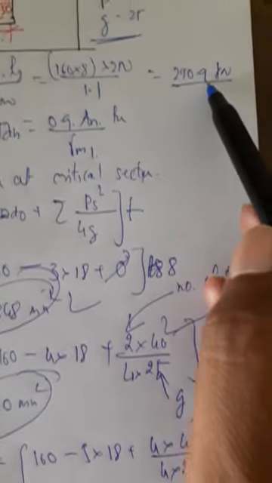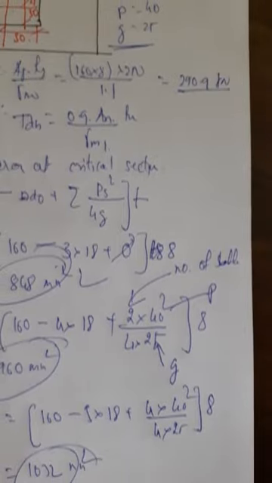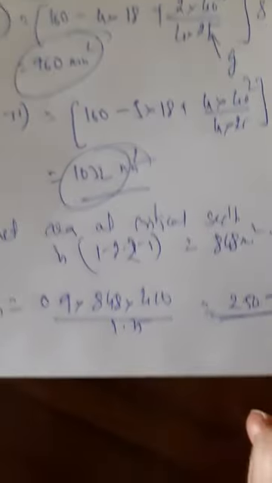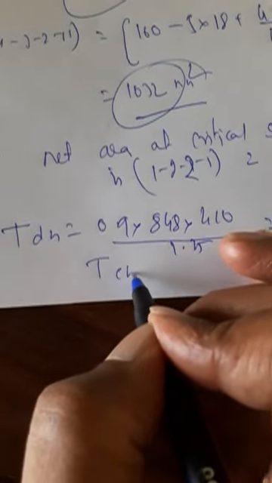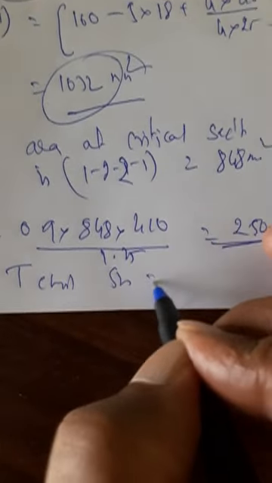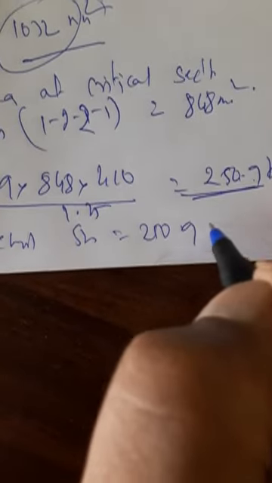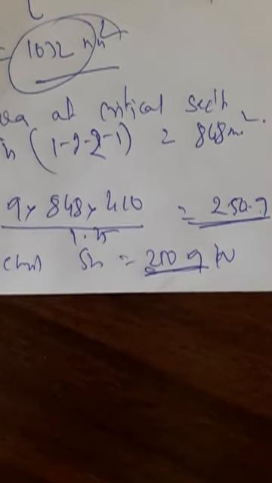So compare this value and this value. Whichever is the least, that is the tensile strength of the joint. So here the tensile strength of the joint is 250.9 kilonewtons. So this completes the problem. Thank you.